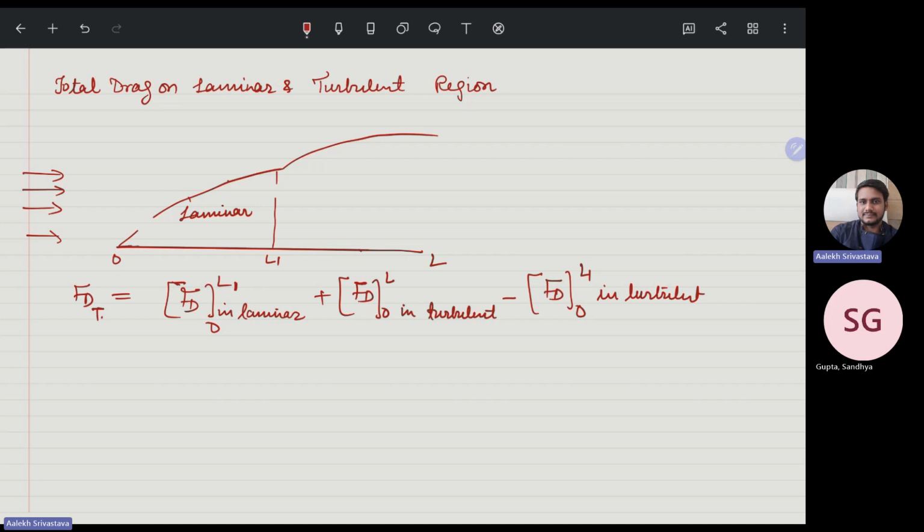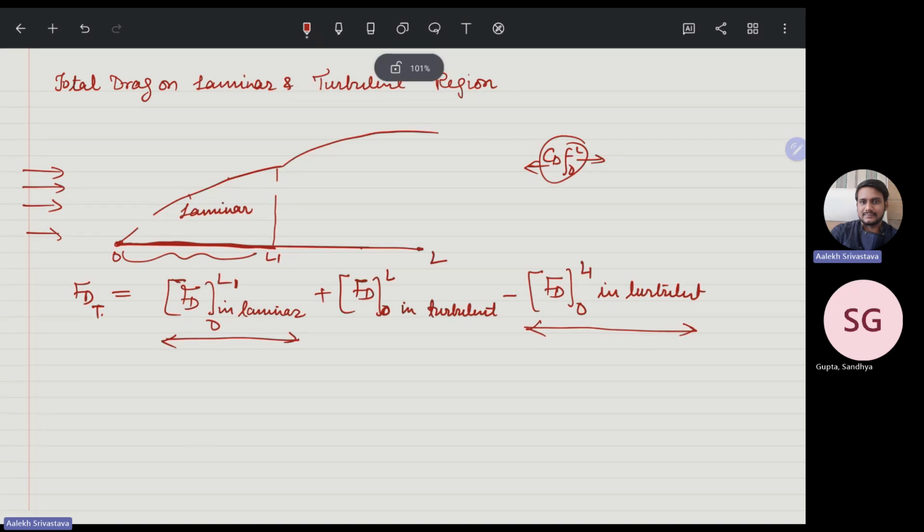You assume that this much is easy to find: what is the length L1? You will get this. Now why are we saying it is 0 to L? Because the integration of all the things has been made from 0 to L, because CD has been derived from 0 to L. So if we want to apply that CD directly, you need to take all of it from 0 to L as turbulent. Then we subtract from 0 to L1, because here it is not a turbulent region. So we'll subtract that part and get the total drag.